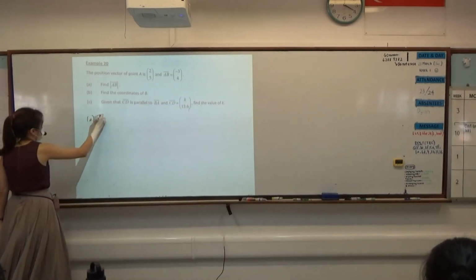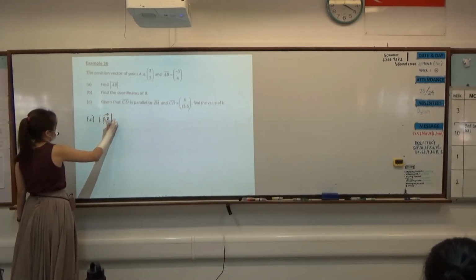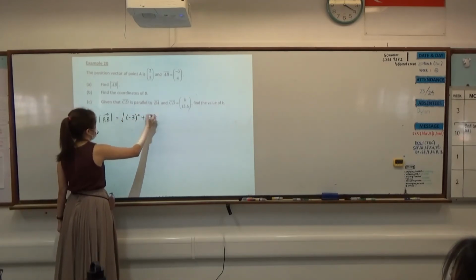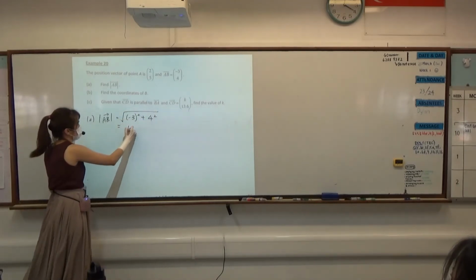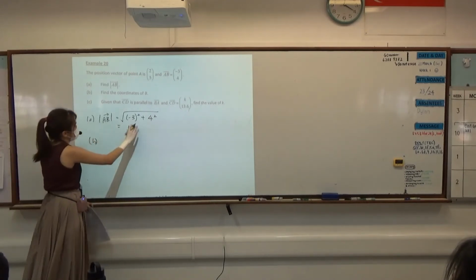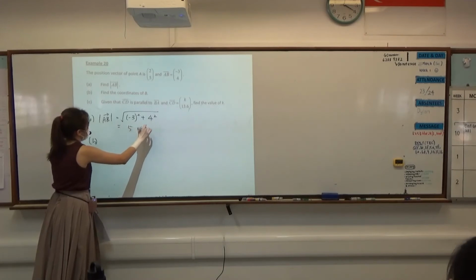Get it? To find out the magnitude of the vector AB, we take the square root of negative 3 squared plus 4 squared. Okay, and that will give you 5. And then for part B, 5 units.